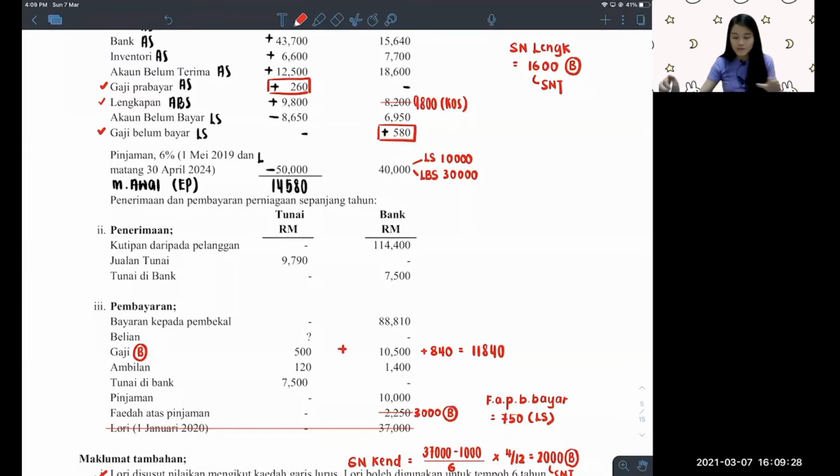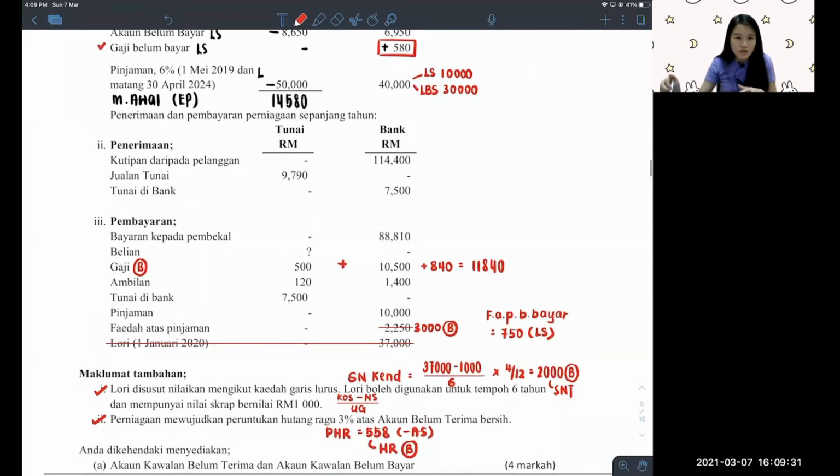Okay, so finish already now. Whatever we have done is done. So what we have to do is to label all the remaining belanja. So for hasil, right, we don't have anything.